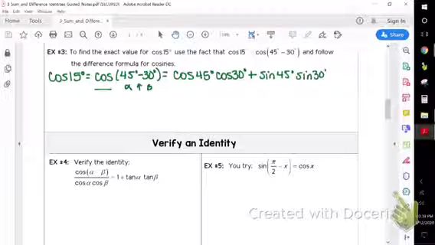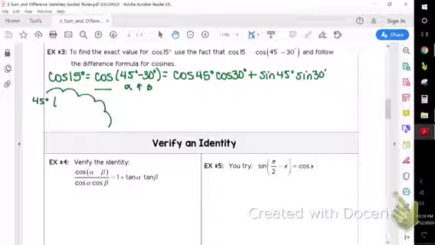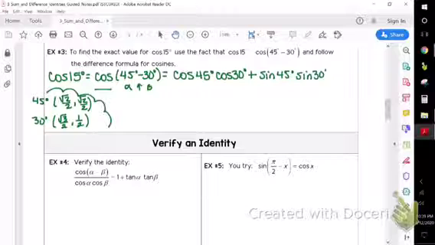Now, how is this going to help us? Do we know anything about 45 degrees and 30 degrees? We do. They're on our unit circle, aren't they? So let's talk about them for a minute. I'm going to do a little thought bubble over here. What do we know about 45 degrees? It has the ordered pair square root of 2 over 2, square root of 2 over 2. And what about 30 degrees? Well, 30 degrees has the ordered pair square root of 3 over 2 and 1/2. And so we're going to use that to help us here.